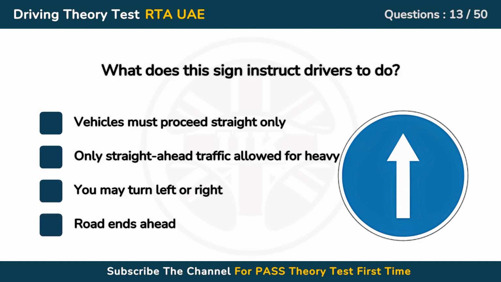A. Vehicles must proceed straight only. B. Only straight ahead traffic allowed for heavy vehicles. C. You may turn left or right. D. Road ends ahead.